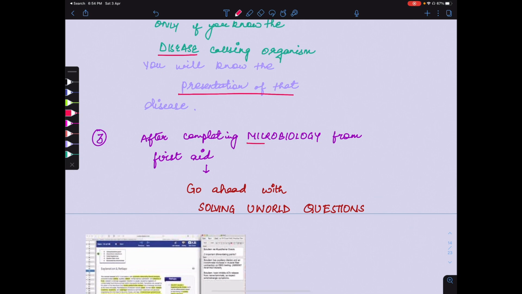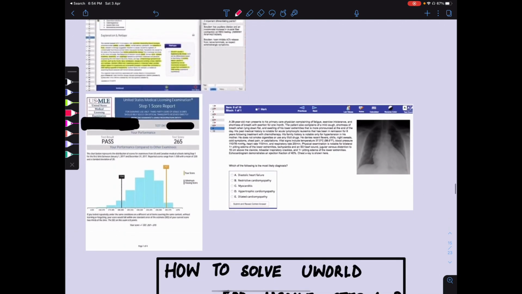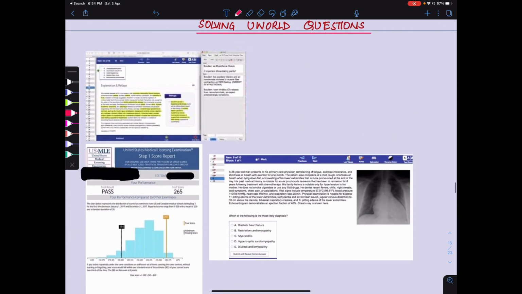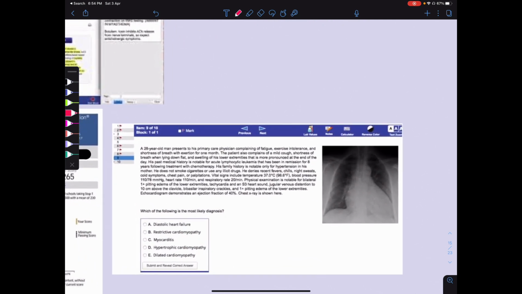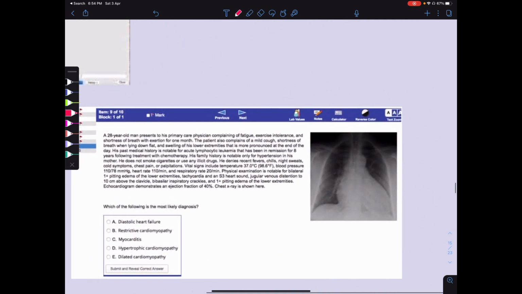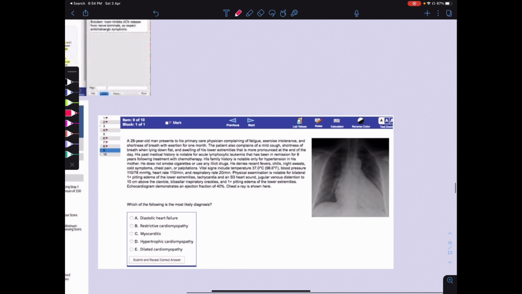After completing microbiology from First Aid, you should go ahead with solving the online UWorld questions. See, this is the interface of UWorld, all right? And the interface of UWorld is much similar to that of the actual exam. Our actual exam also looks like this. These are the tabs that are given here. That's why they say that UWorld simulates the actual exam, as the interface is the same.